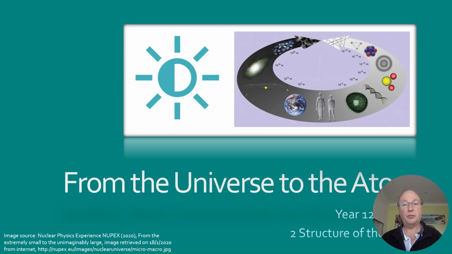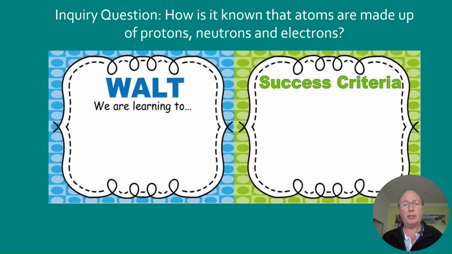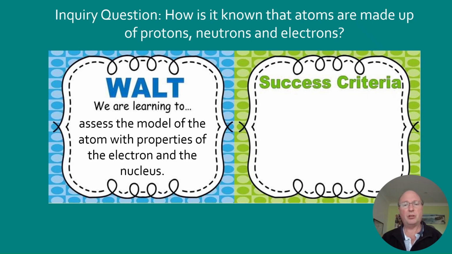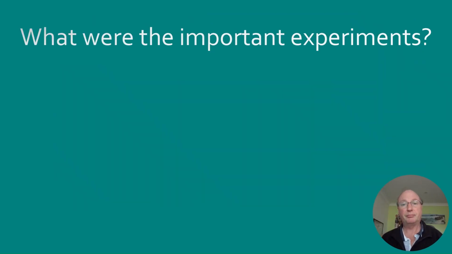So this is the module from the universe to the atom, and it's the second inquiry question to do with the structure of the atom. And here are the outcomes. And you can see down the side I've put numbers that refer to the 5 different experiments that we need to know very well. The inquiry question is, how is it known that atoms are made up of protons, neutrons, and electrons? We're learning to assess the model of the atom with properties of the electron and the nucleus. And we'll be able to describe and assess experiments that give evidence for the nuclear model of the atom.